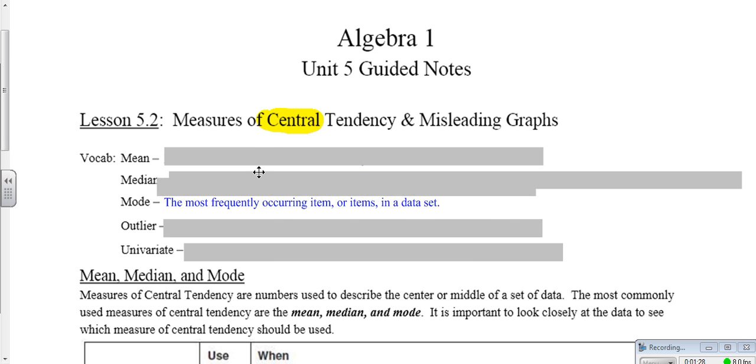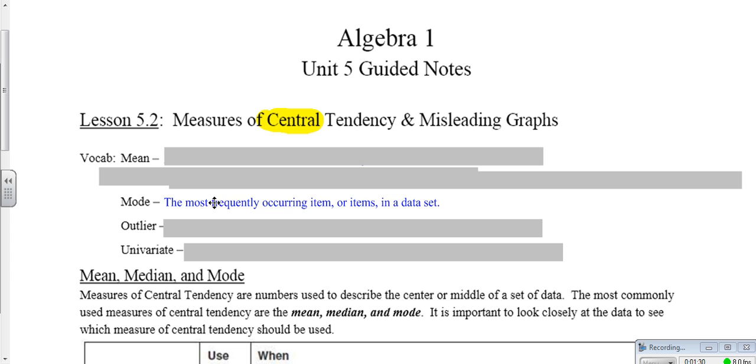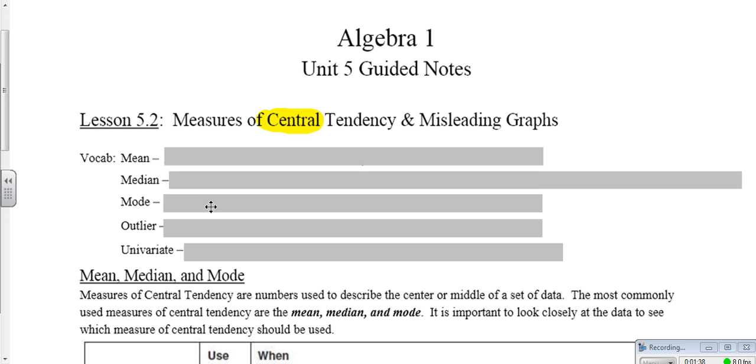The mode is a measure of center because it's the most frequently occurring item. So usually if there's a lot of one thing, that affects the average. So mode is again just the number that shows up the most. And yes, you can have more than one mode sometimes.